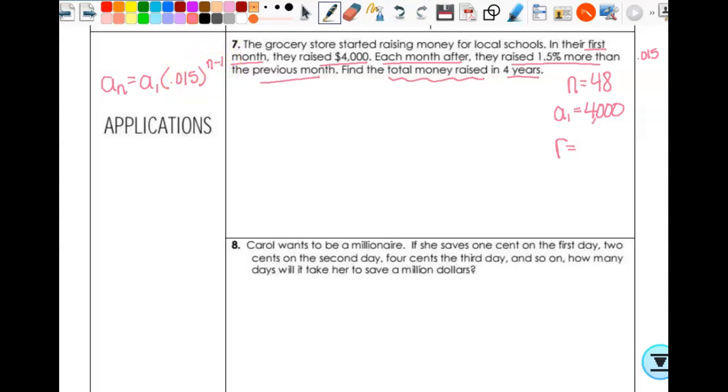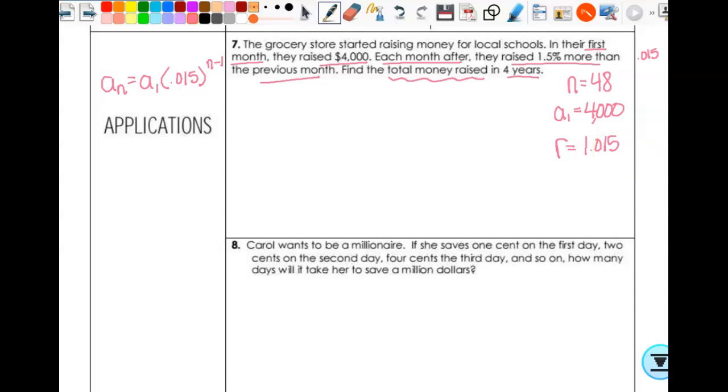when you have an exponential graph, if this is less than 1, isn't that a decreasing graph and not an increasing graph? So when it's 1.5% more, you have to also include what the original was. So your rate is 1.015. So it's actually 101.5% of last month's.